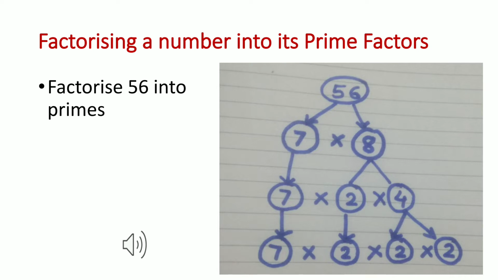2 is a prime number, 7 is a prime number, 4 is a composite number. So we factorize it again. 2 times 2 is equal to 4. In this way, we get 56 is equal to 7 into 2 into 2 into 2.